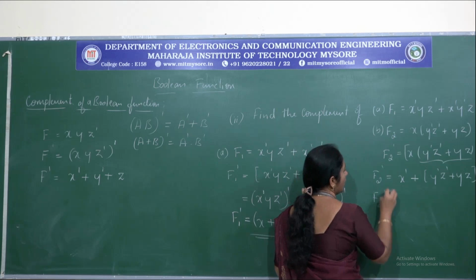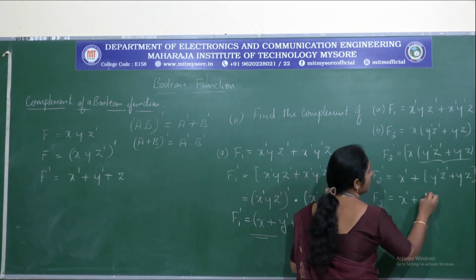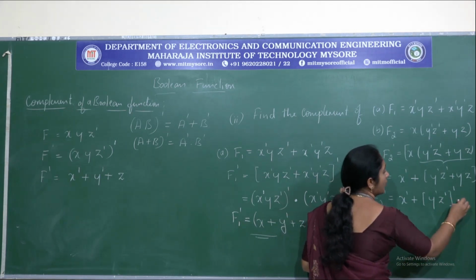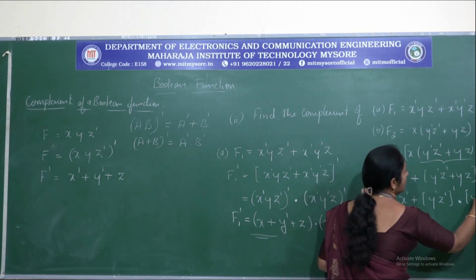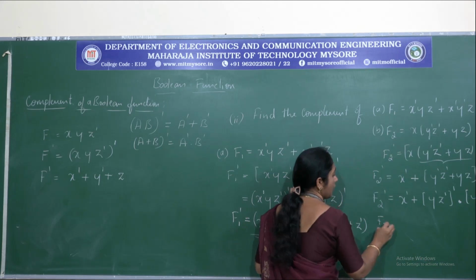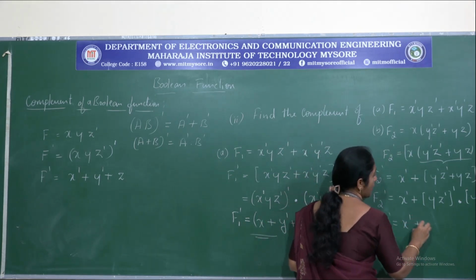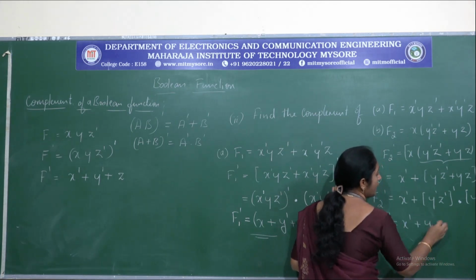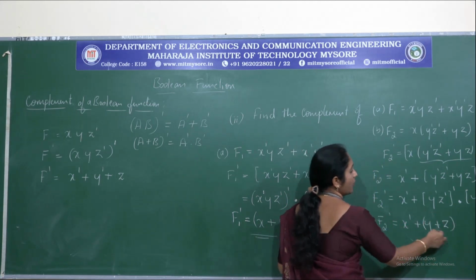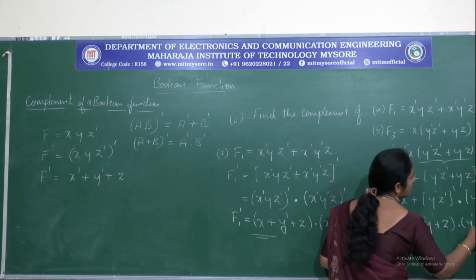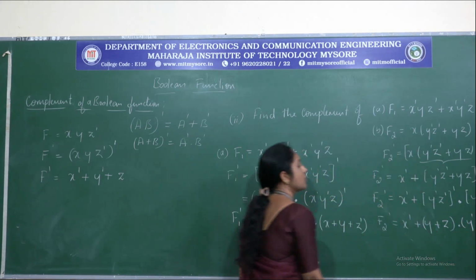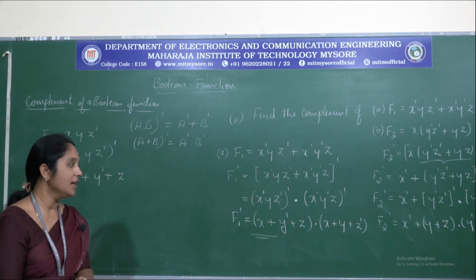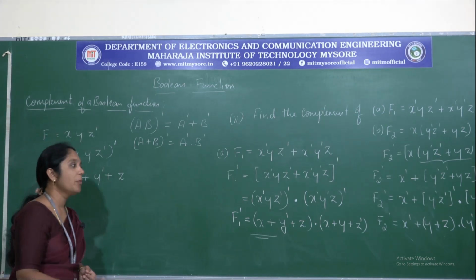Again, one more time we need to use De Morgan's. So first term dash dot second term dash. f2 dash is equal to x dash plus y plus z, into x dash plus y plus z into y dash plus z dash. So that is the complement. You can use De Morgan's theorem any number of times in order to obtain the complement of a given function. So this is about the complement.